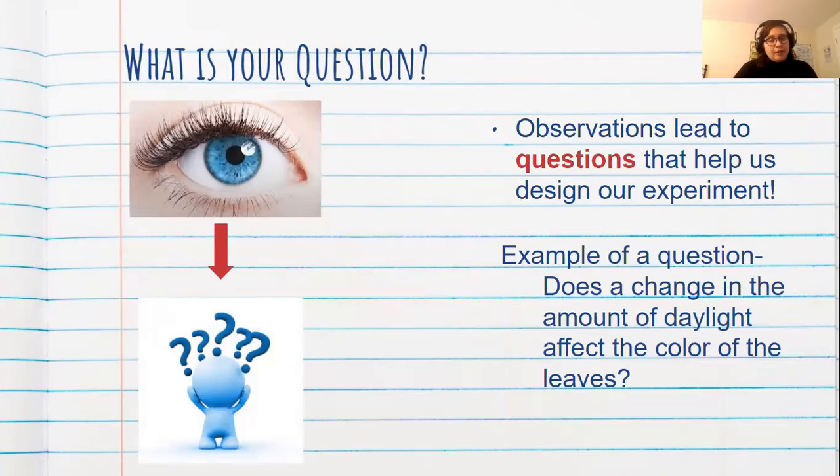And I know in my notebook, I'm going to draw a question mark under what is your question, just because that's really what this is talking about, is questions. So the example of the question here is, does a change in the amount of daylight affect the color of the leaves? This relates to our observations. We saw that the leaves changed, so now we're going to wonder, does the daylight cause that to happen? And then that question can lead us on to designing an experiment.